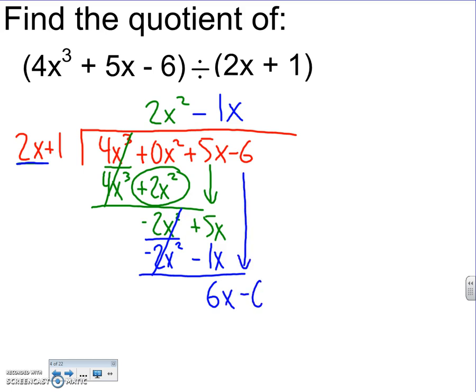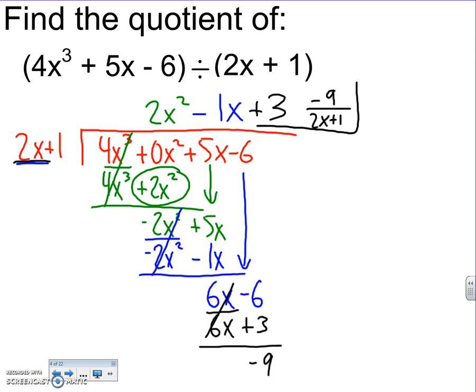Bring down this last term. And one last time, I'm going to divide this first thing by this first thing. 6x divided by 2x is positive 3. Multiply 2x times 3 is 6x. 1 times 3 is 3. These cancel. Negative 6, change that to negative 3 is negative 9. That's my remainder. So negative 9 over the side is 2x plus 1. Here's our answer. You could do synthetic as well, but you do an extra trick where you divide everything by 2 to make the coefficient of x 1, but long division is easier here.